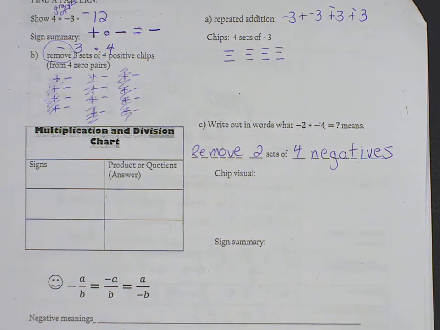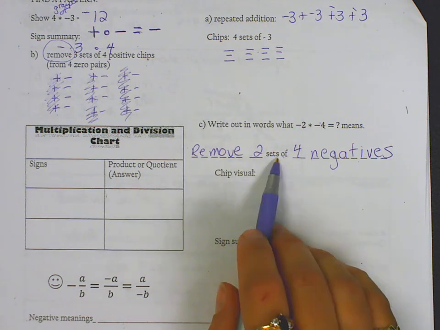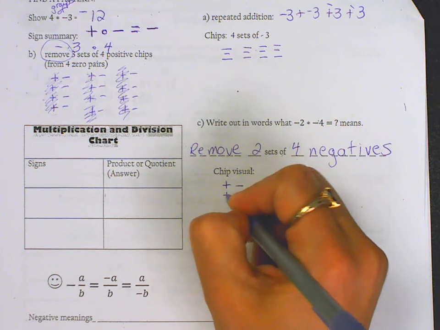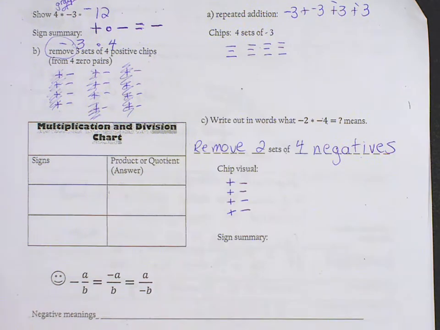So I'm multiplying 2 negatives, which we've really never done before. Some of you might know what happens when you multiply 2 negatives, but I'll bet you didn't know why. No one ever taught me why. So if I'm going to remove 2 sets of 4 negatives, I can't put 4 negatives on here because I literally have nothing to start with. So we've got to make it a 0.